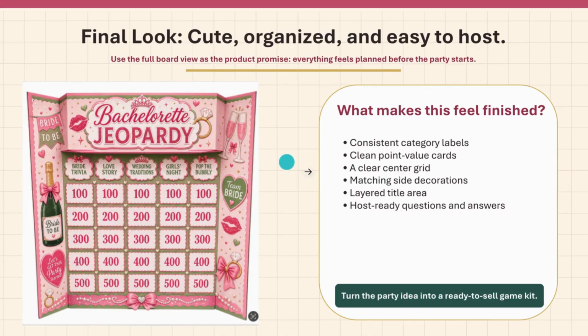So the final look is cute, organized, and easy to host. I think this is a great product to sell. What makes it feel finished is the consistent category labels, clean point value cards, a clear center grid, matching decorations, layered title areas, and it's host ready with questions and answers. So you can turn these party ideas into a ready-to-sell game kit.